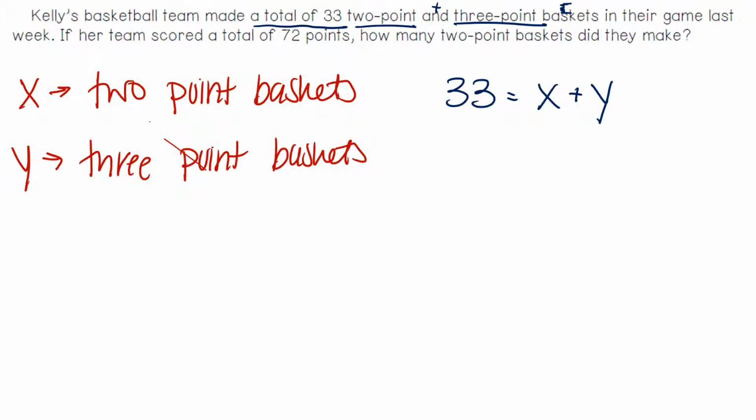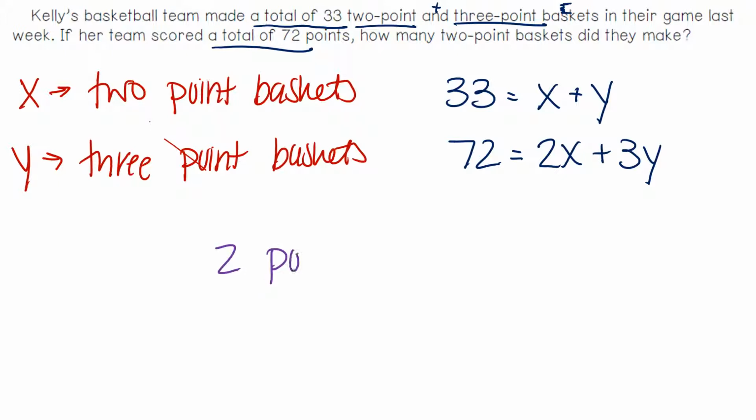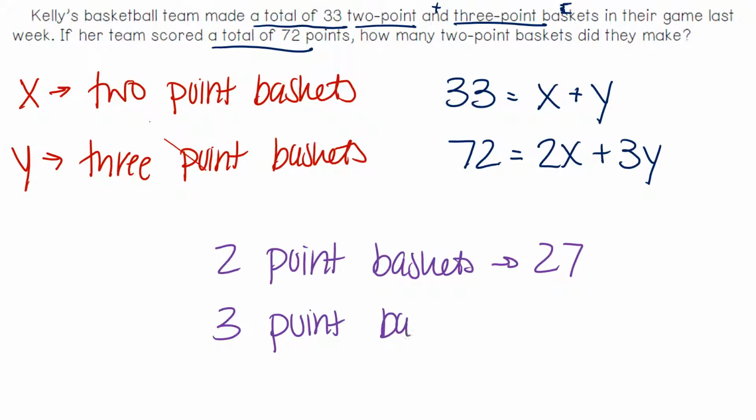For the second sentence, her team scored a total of 72 points, so that's our total. And so we have 2-point baskets, 2X, and 3-point baskets, 3Y. When you solve using the substitution or elimination method, which either you prefer, you should get that 2-point baskets, there were 27 of those. And for 3-point baskets, there were 6.